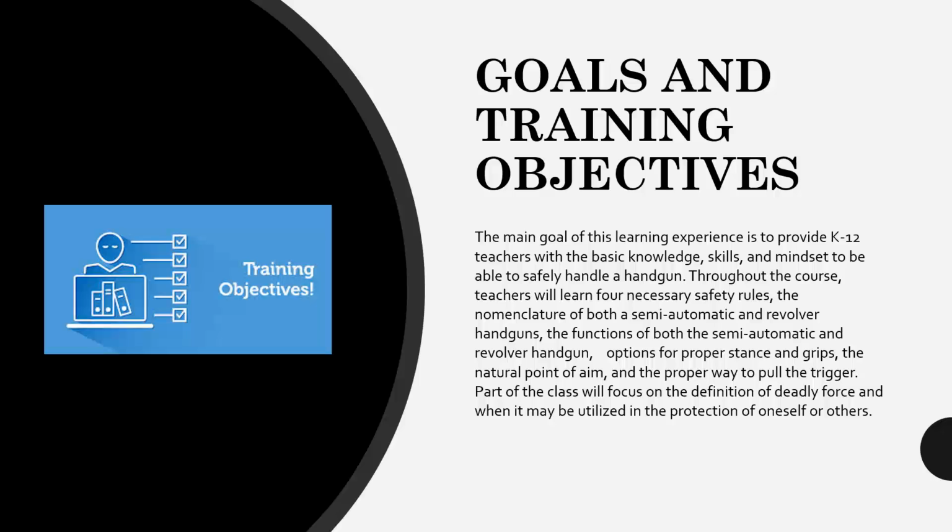The main goal of this learning experience is to provide K through 12 teachers with the basic understanding, knowledge, and a mindset to be able to safely handle a handgun. Throughout this course, teachers will learn 4 necessary safety rules, the nomenclature of both the semi-automatic and revolver handguns, the functions of both the semi-automatic handgun and revolver, options for proper stance, grips, natural point of aim, and the proper way to pull the trigger. Parts of the class will focus on the definition of deadly force and when it may be utilized to protect oneself or others.